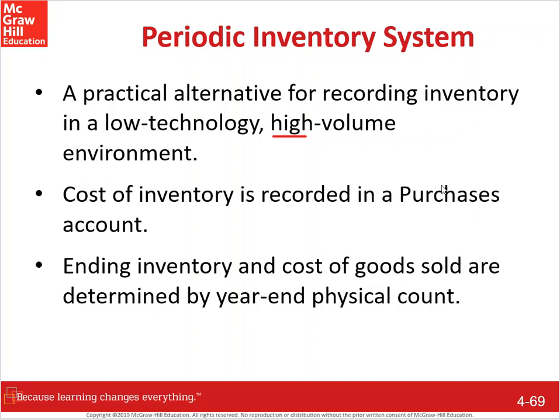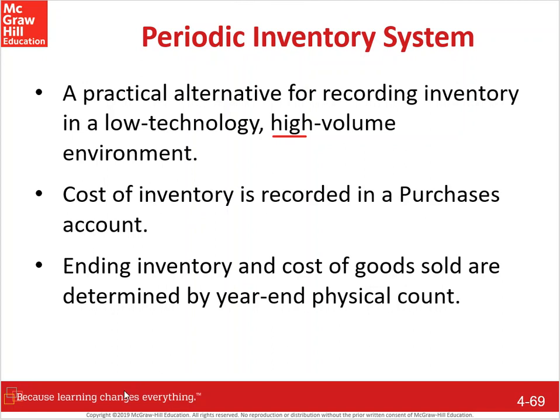So again, everything goes into the purchases bucket. And then at the end of the period, we're relying heavily on a physical count of our inventory. Whatever's there in that physical count of inventory then gets moved into inventory on the balance sheet. If it's not there, it's considered cost of goods sold and it gets expensed on the income statement.